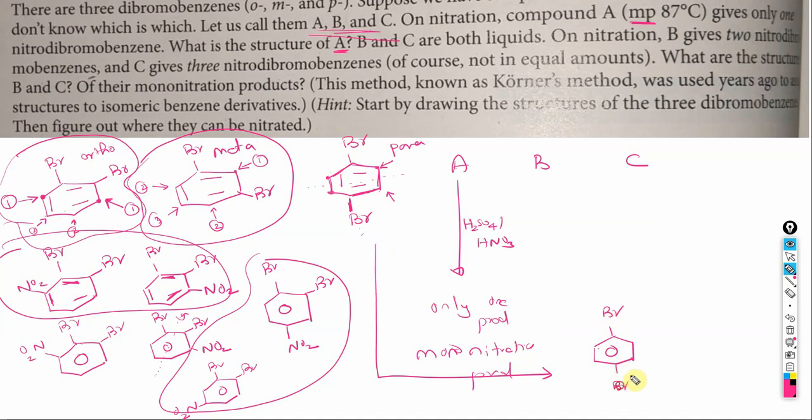Alright, so therefore, since there is only one possible product from this reaction, the structure of A is going to be the para dibromobenzene. So that is A, and so we just solved what A is, which is the para dibromobenzene, and then they ask you what are the structures of B and C. Alright, so for that they have given you the information as well.